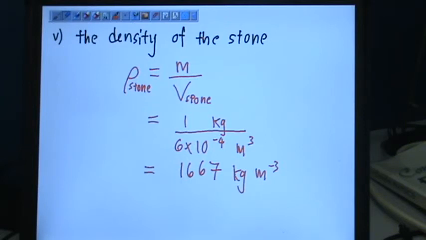Okay, if you give me 1666.7, I would accept also. But don't give me too many. Maximum 2. 166.67 or 166.7.